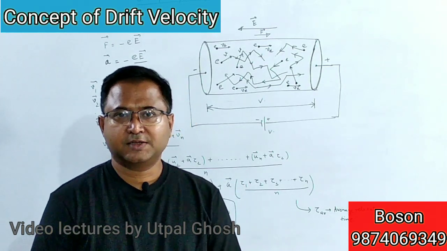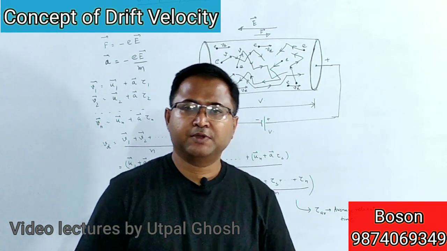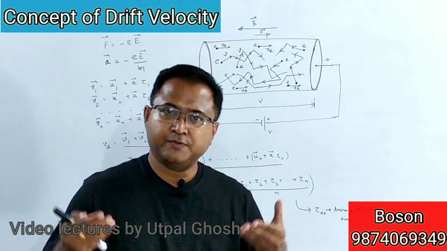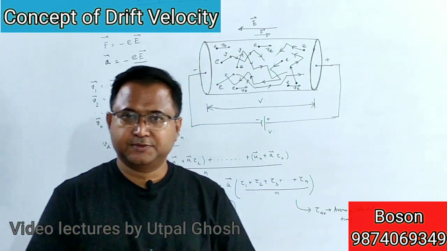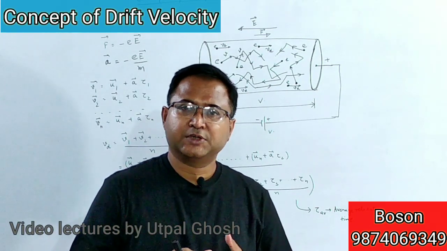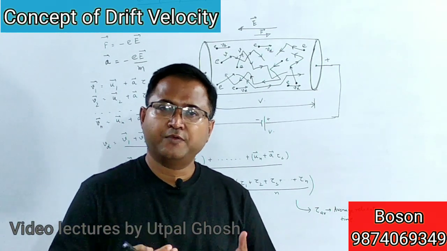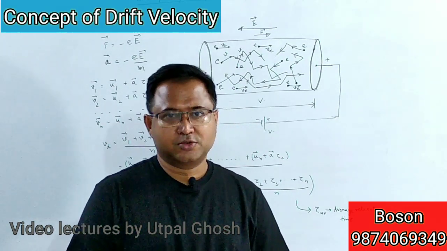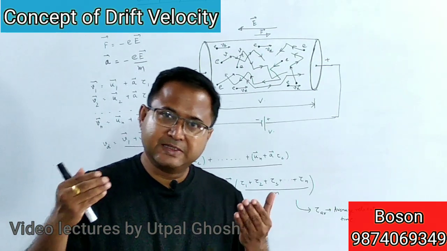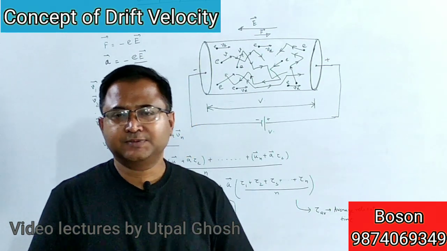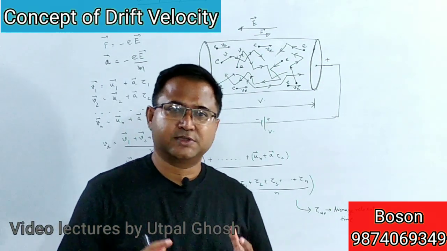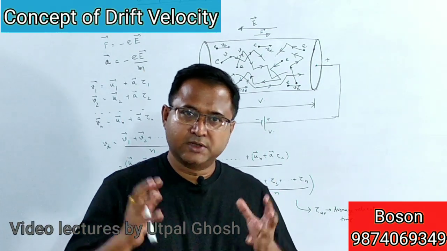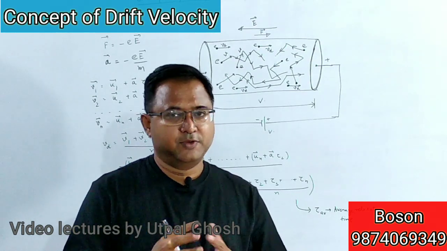Today we'll understand the concept of the flow of electrons inside a conductor. Concept of flow of current inside a conductor. So we know the current is the rate of flow of electrons inside a conductor when we apply a potential difference across it. But how the electrons flow inside the conductor, that we want to understand. So to understand this, we have to understand the concept of drift velocity.